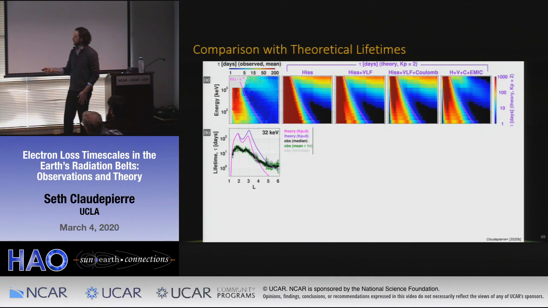Now, of course, as I mentioned, there's basically an order of magnitude difference between what we see from the theory and what we see in the observations. And I'll come back to that in a little bit.